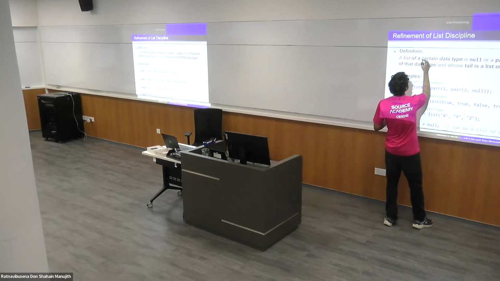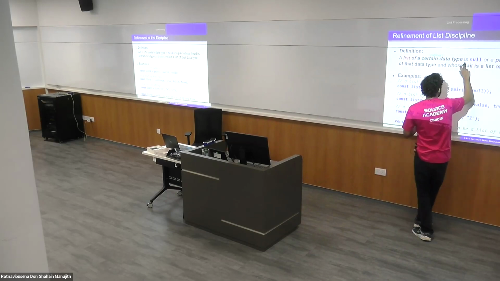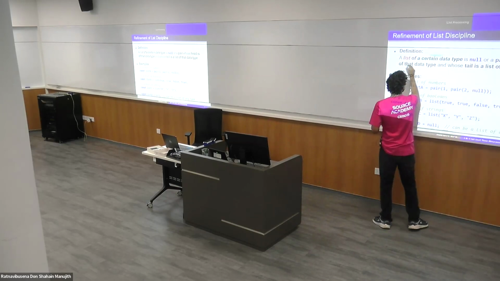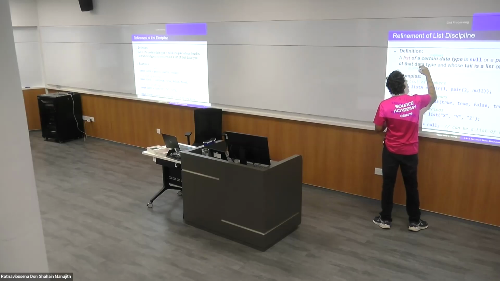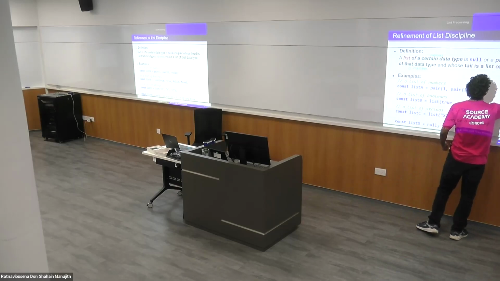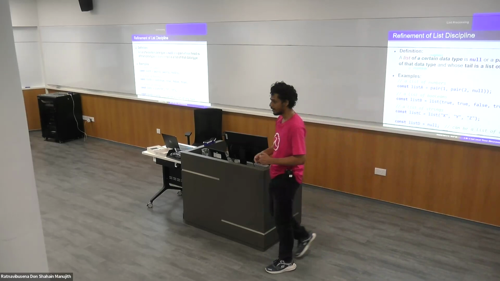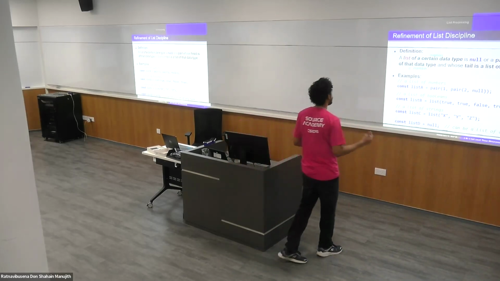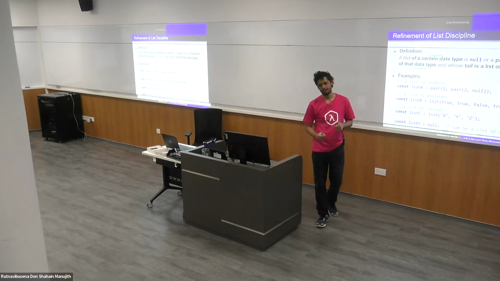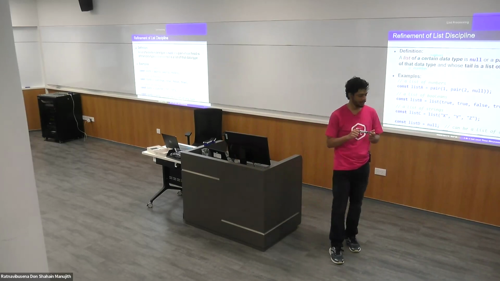For example, a list of numbers is either null or a pair whose head is a number and whose tail is a list of numbers. So this is one example of a list of a certain data type. This is just one small refinement of the definition of a list. It's nothing much.